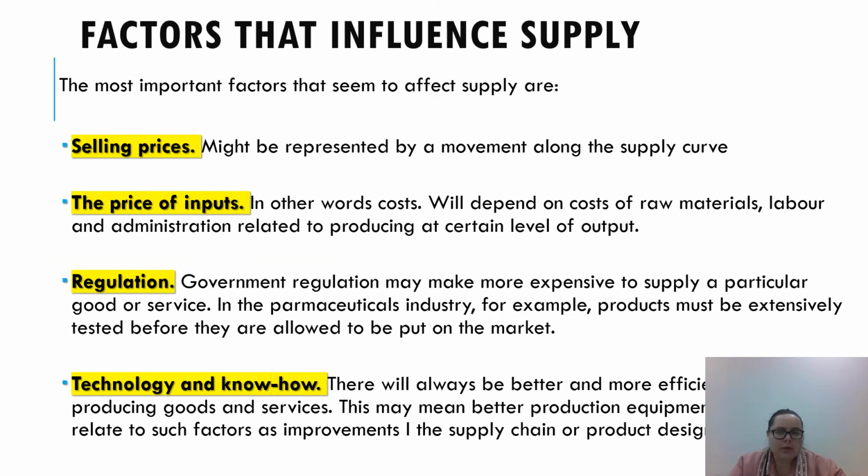The factors that might influence the supply would include selling prices, the prices for inputs, regulation, and technology and know-how. For the selling prices, we could take into consideration the movement along the supply curve. We are going to consider how the price increases or decreases and how it affects the final supply. The price of the inputs depends on the cost of the raw materials, labor, and administration-related factors to produce a certain level of output.